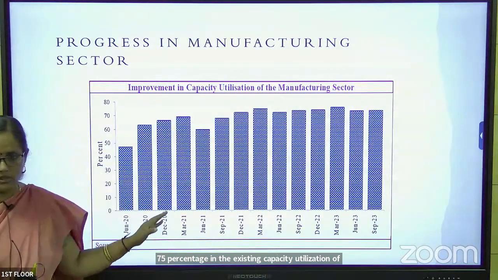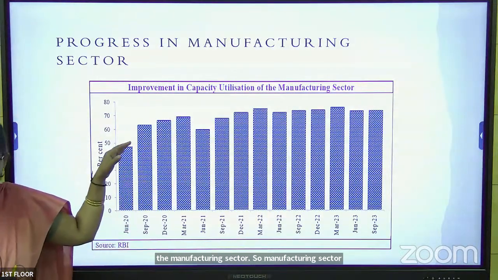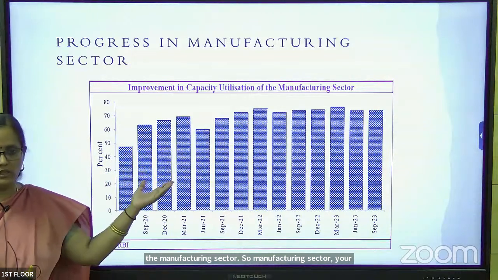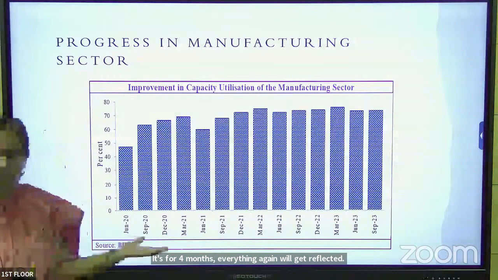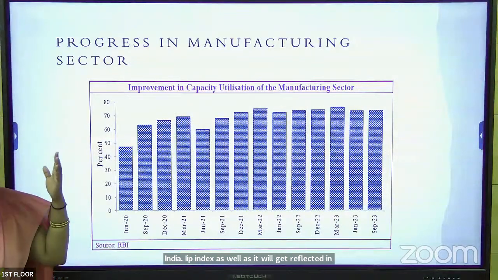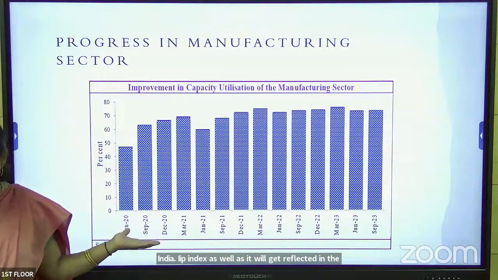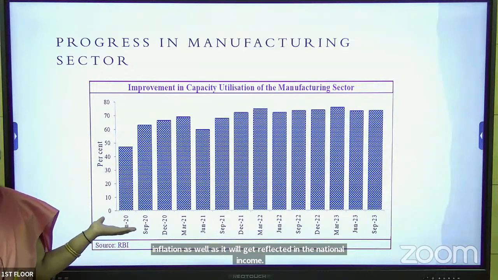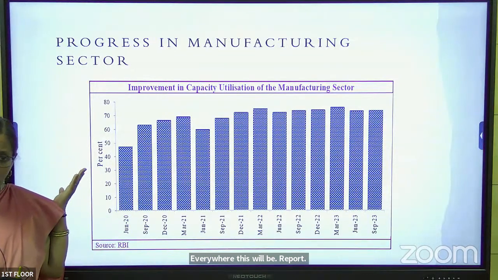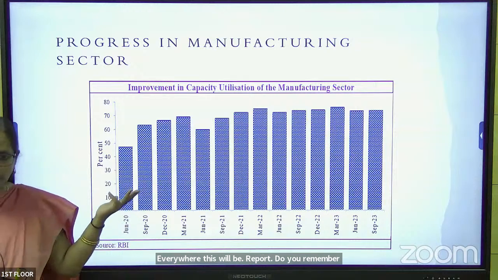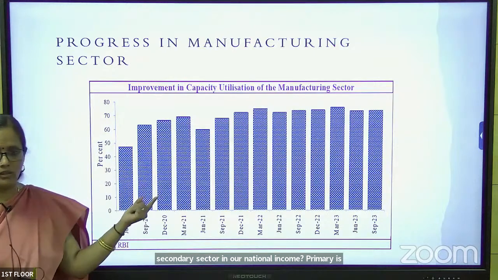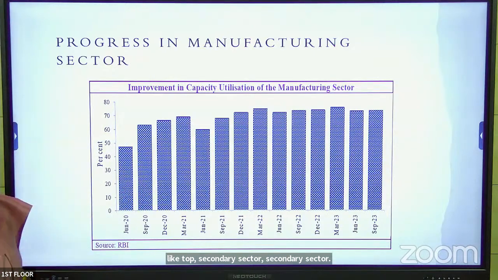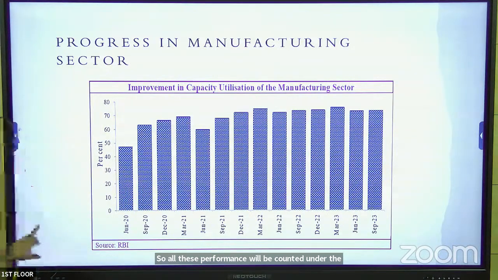So the manufacturing sector, its utilization, its performance, everything will get reflected in the IIP index, as well as in the inflation, as well as in the national income. Everywhere this will be reported. You remember the secondary sector in our national income? Primary sector, secondary sector, tertiary sector. All this performance will be counted under the secondary sector of the national income.